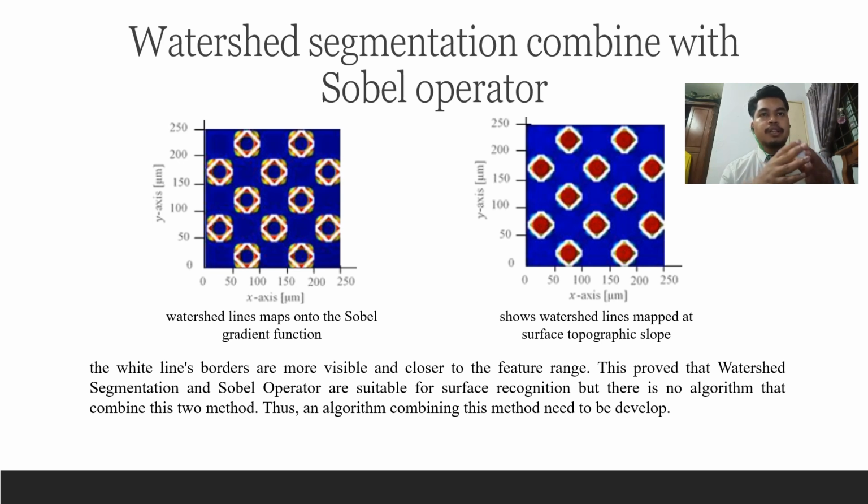As for the watershed segmentation combined with Sobel operator, the figure shows the watershed line maps applied on the Sobel gradient function, then the method was transferred to the surface topography. The watershed line follows the slope of the surface topography. The white line borders are more visible and closer to the feature range. This proves that watershed segmentation and Sobel operator are suitable for surface recognition, but there is still no algorithm that combines these two methods. Thus, an algorithm combining these two methods needs to be developed.